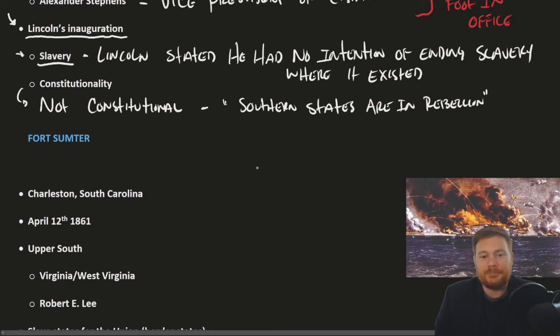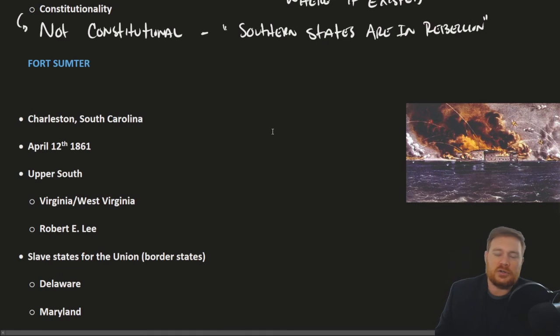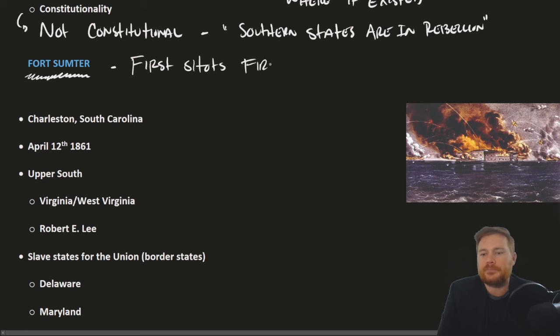So during the whole Civil War, this is Lincoln's view. The southern states are in rebellion. They didn't actually break away. Yet still, there was some effort by Lincoln and others that there could be some reconciliation. That changed with the events at Fort Sumter, which are considered to be the first shots fired in the Civil War.